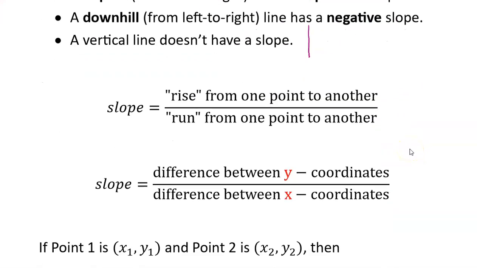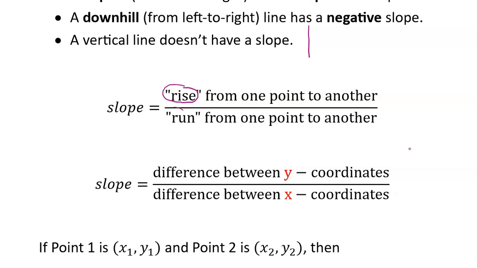Now, to calculate this number that is the slope of a line, you use the formula for slope. Slope is the rise from one point on the line to another divided by the run from one point on the line to another. Now, what do I mean by rise? The word rise is referring to the difference between y-coordinates of 2 points on the line.